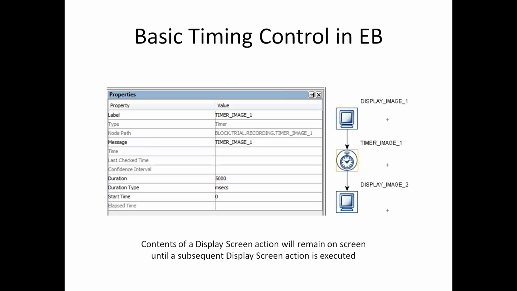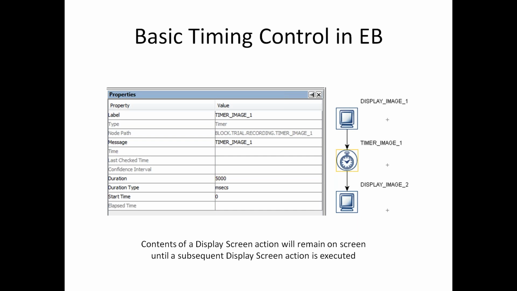So in terms of basic timing control in Experiment Builder, I just made a little screenshot here and put it in the PowerPoint. If I have a display screen action followed by a timer trigger and followed by another display screen action, then the properties of this timer trigger are shown over here on the left. One of the properties of that trigger is its duration. And so that's going to mean that whatever is presented by this display image 1 action is going to stay up for 5 seconds, and then the display image 2 action should be presented.